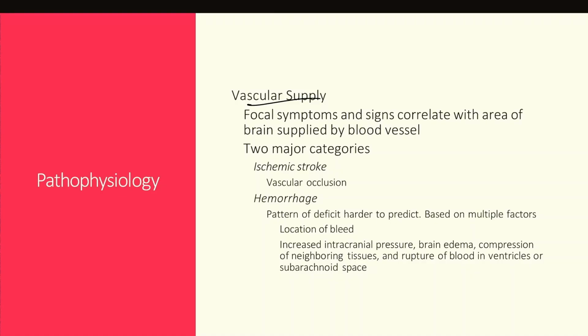There's two major categories when it comes to strokes. Ischemic stroke is due to vascular occlusion. The majority of strokes are these thrombotic ones. Ischemic stroke due to an occlusion. The other form is a hemorrhagic stroke. This is when you have an open vessel, it ruptured.